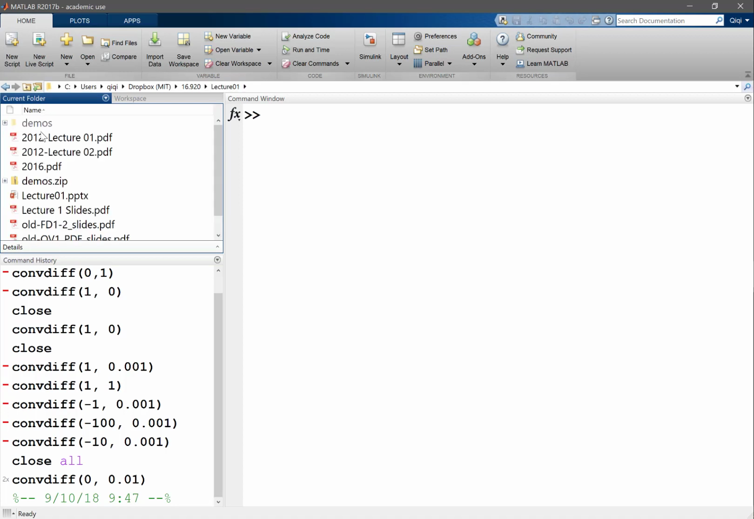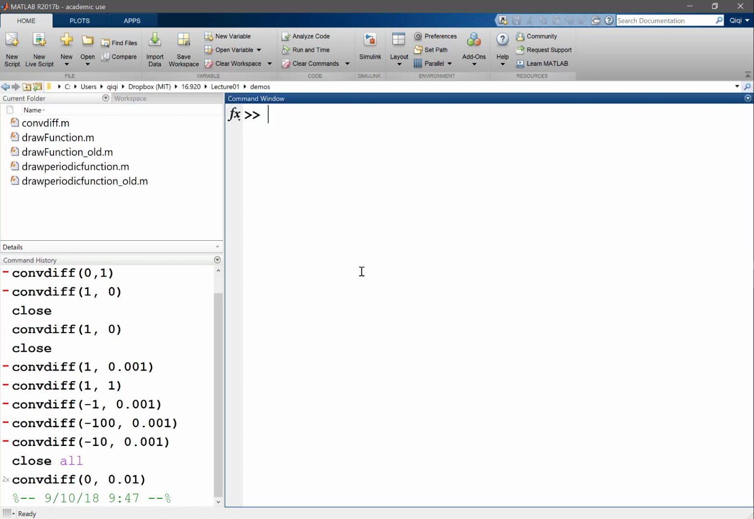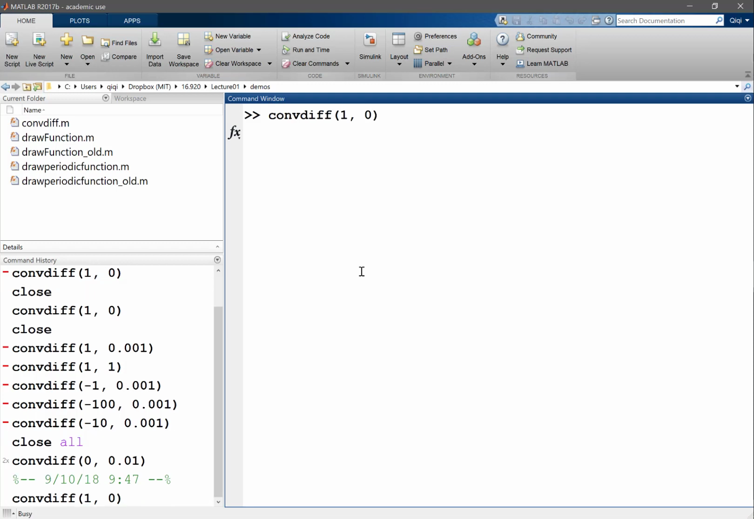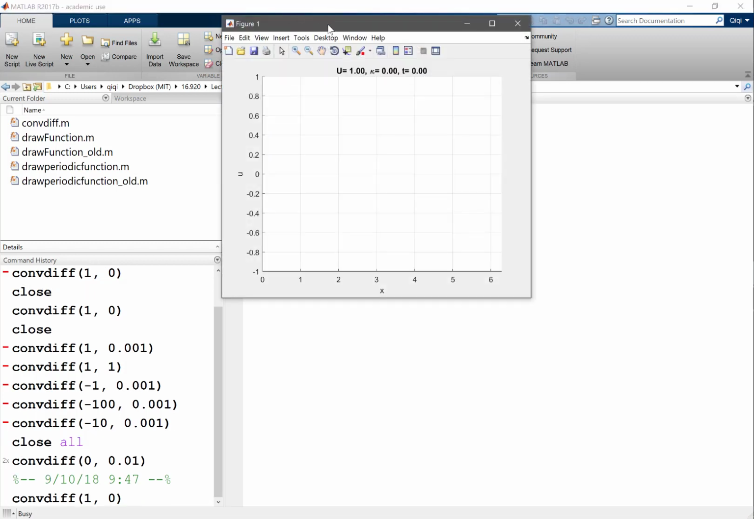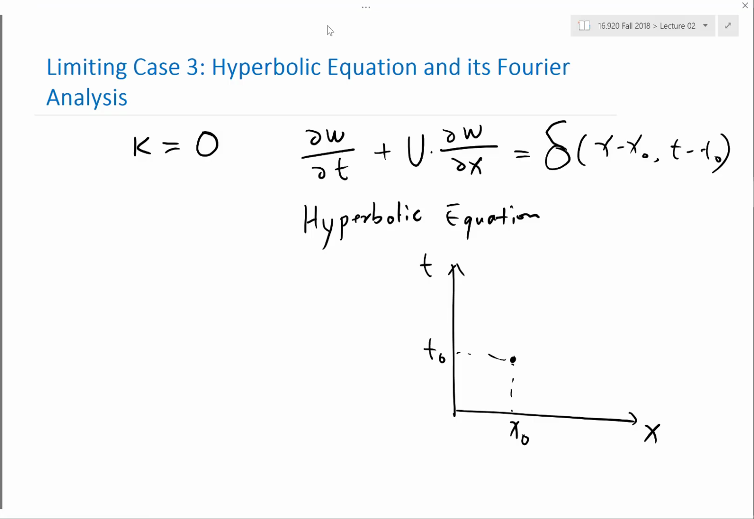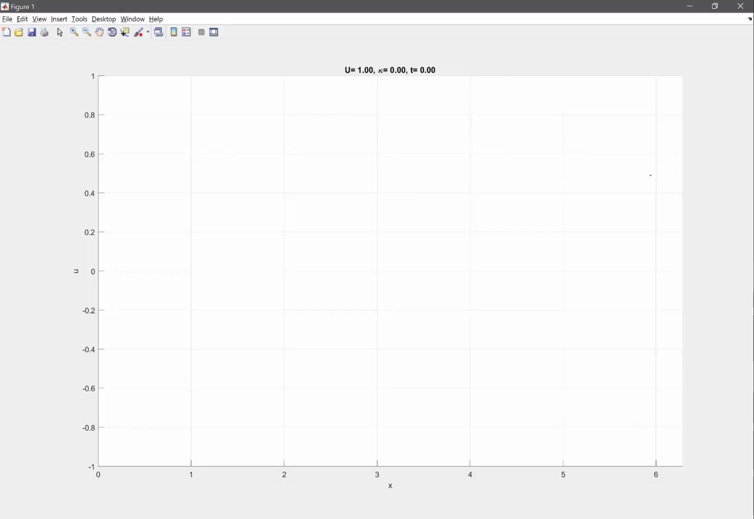Let's go back to here. So convection diffusion equation, let's set the velocity to 1 and kappa equal to 0. Now let's imagine our delta function is at t equal to 0. So adding a delta function here is equivalent to changing just the initial condition, right? So let's just have an initial condition being mostly 0, then somewhere non-zero, and back to 0 again.